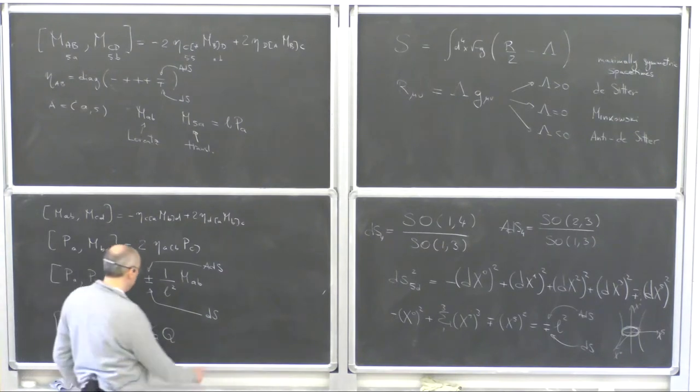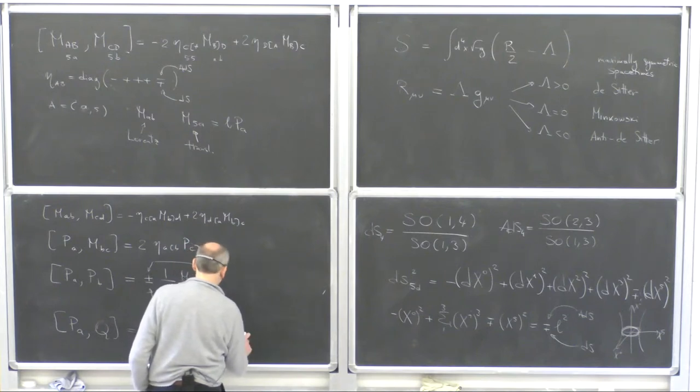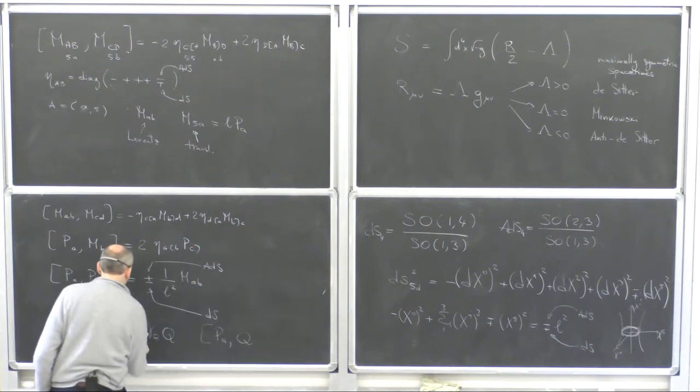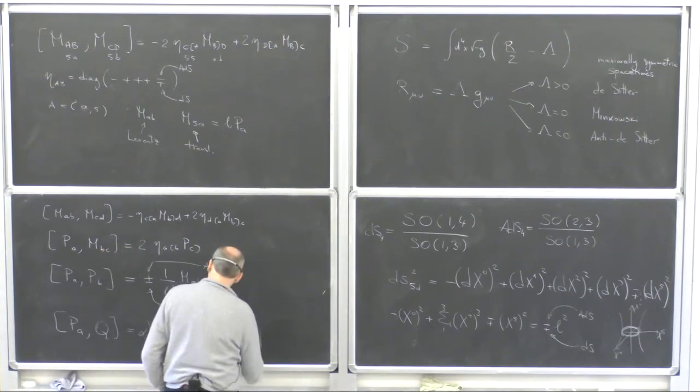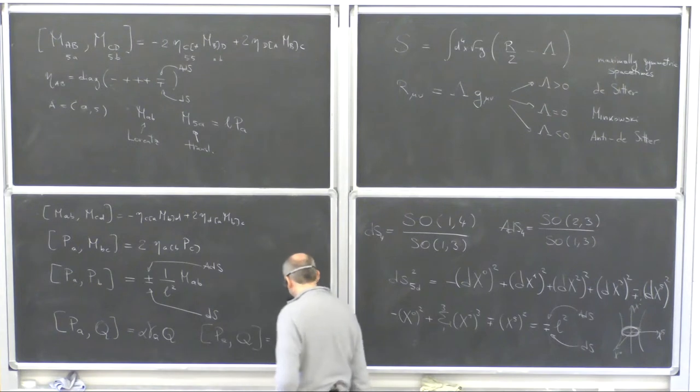But you can also make it work, well, with a certain coefficient here, of course. Let me call it alpha. Or you can take another coefficient here and put gamma 5, gamma a on Q.